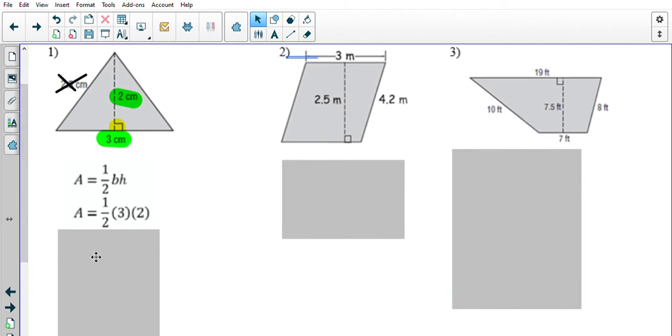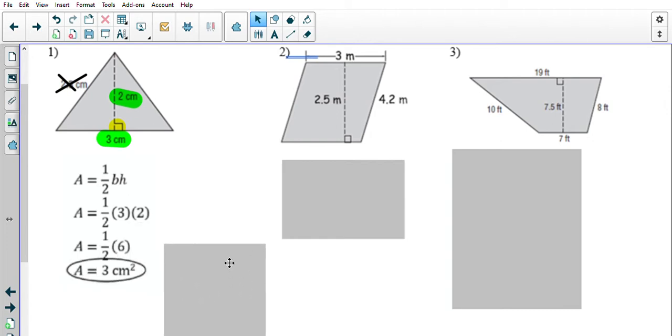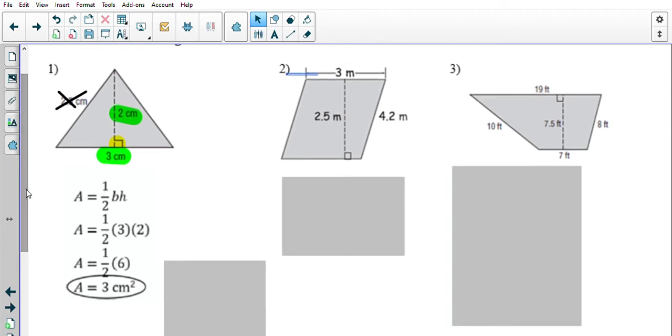I'm going to go through the calculations really quickly so this doesn't get too long, but you can certainly use a calculator to plug these in. It's basically going to be half times 6, since 3 times 2 is 6. It gets us an area, and remember, area labels are meters squared, feet squared, miles squared. In this case, it's centimeters squared. So the area of this triangle is 3 centimeters squared, which means I could fit 3 square centimeters inside of this triangle.